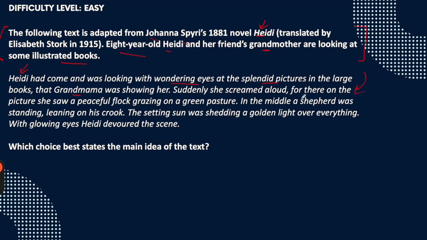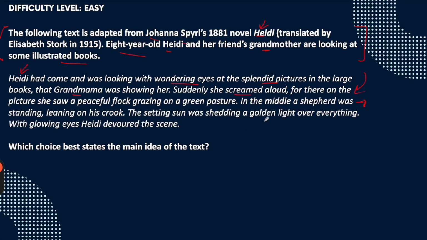Suddenly she screamed aloud, for there on the picture she saw a peaceful flock grazing on a green pasture. So basically she screamed aloud out of excitement, right? Because she saw something amusing again, right? Let's read ahead. In the middle, a shepherd was standing, leaning on his crook. So this is just an explanation of what that image was. That picture she was looking at, and it's an explanation of what that picture consisted of. So I don't really have to get into the detail of it. It's just an explanation of that picture.